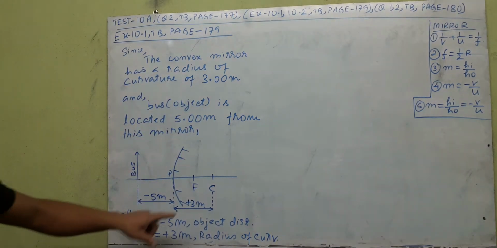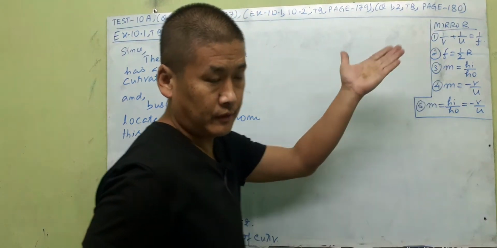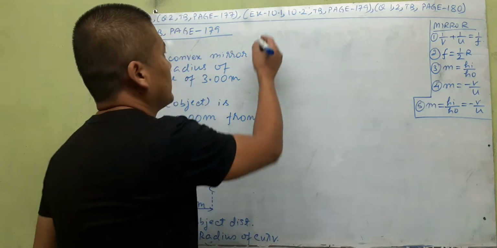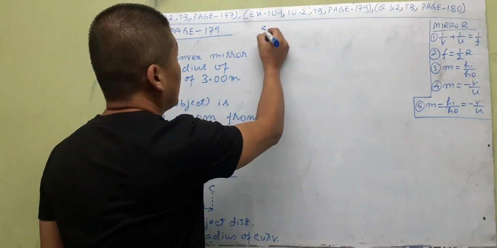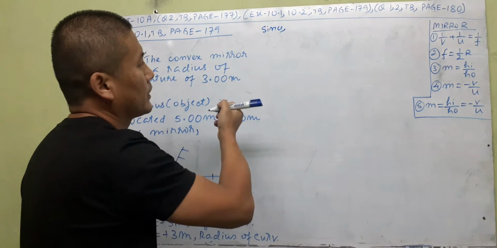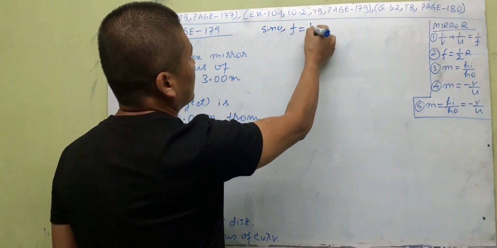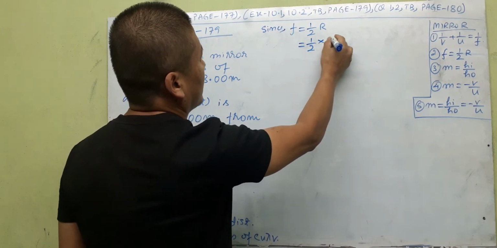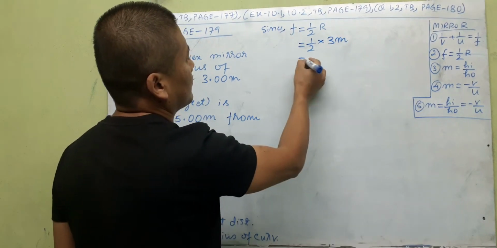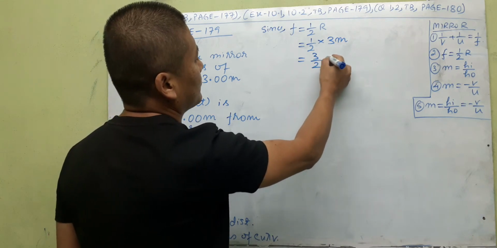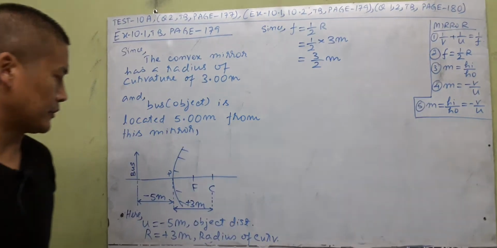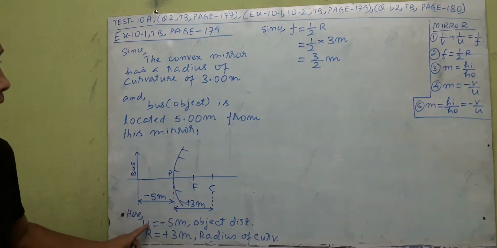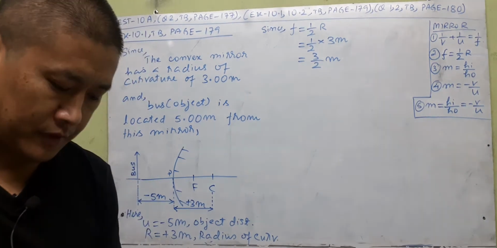So if R is there, we must involve F, because only then we can use that F in the main mirror formula. So immediately you can write down, since F is equal to half of R. We know this formula. So F will be equal to half into R, which is just now 3 meter, so F is equal to 3 by 2 meter. So we got our F also, and we have U and R also. So if you have U and F, now what is the question asking us? Let us go and see.